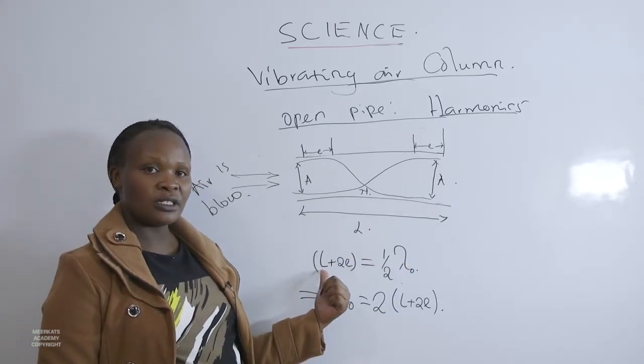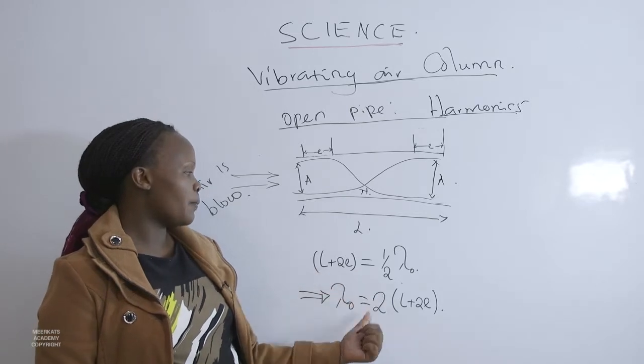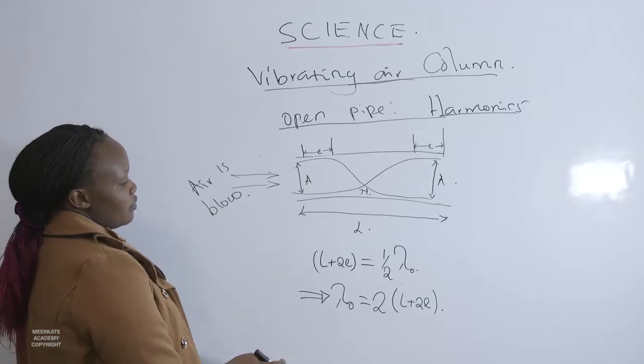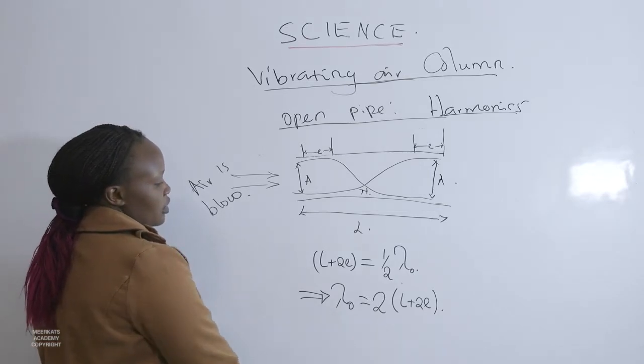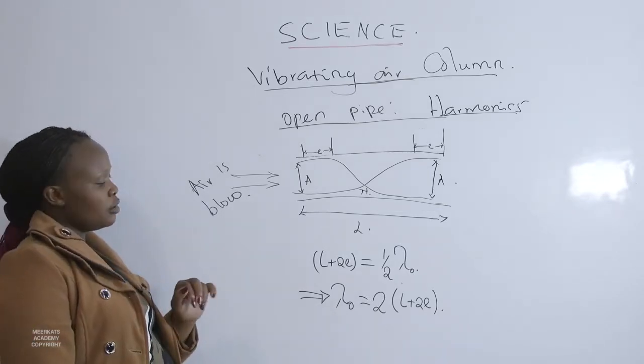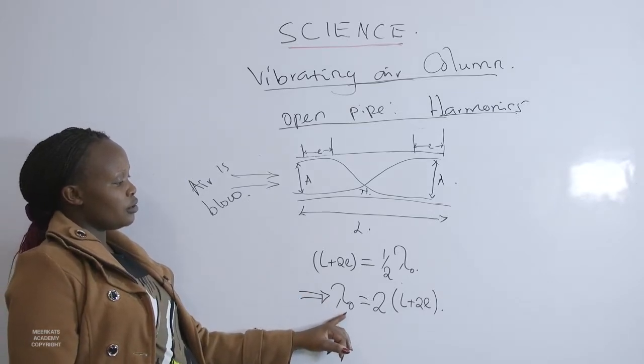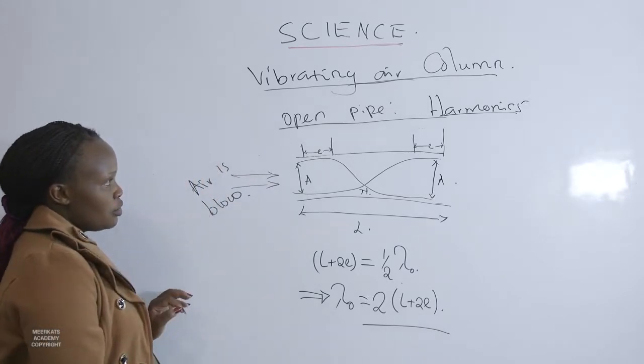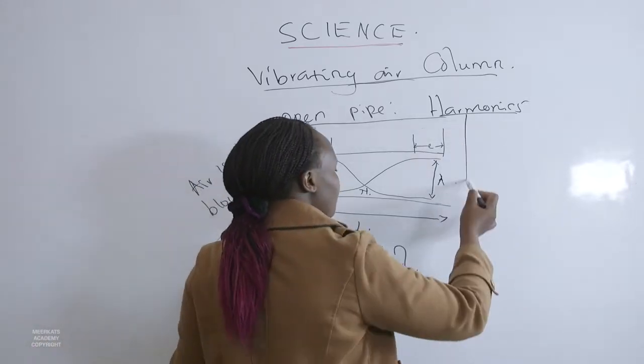And for that reason, we have introduced an end correction, E, on both ends of the pipe, so that now the wavelength which we have, which is half the wave, is actually occupying the full length, which we have written as L plus 2E. Now, from there, we have been able to generate an expression of our fundamental wavelength, which is going to be given by that expression.